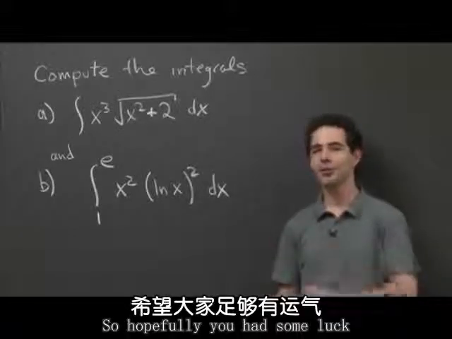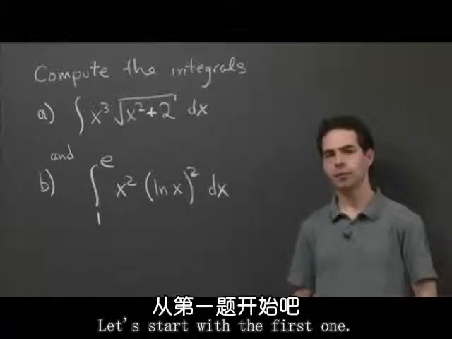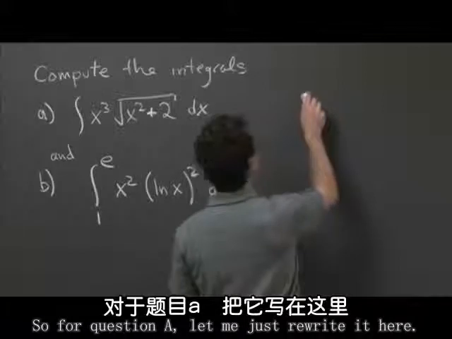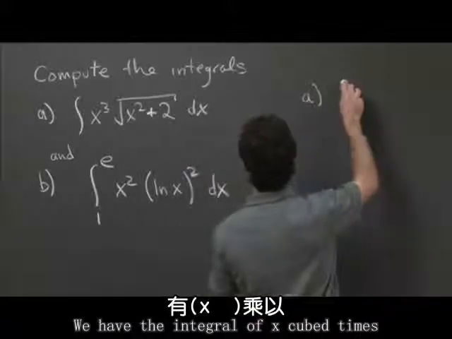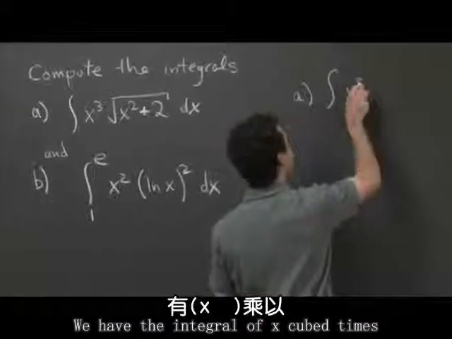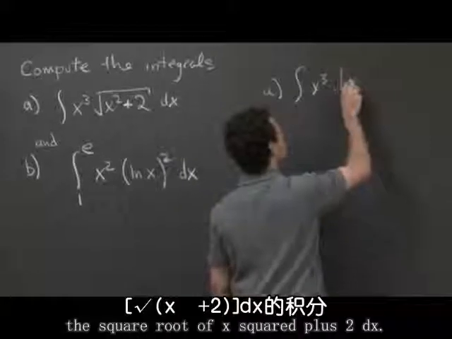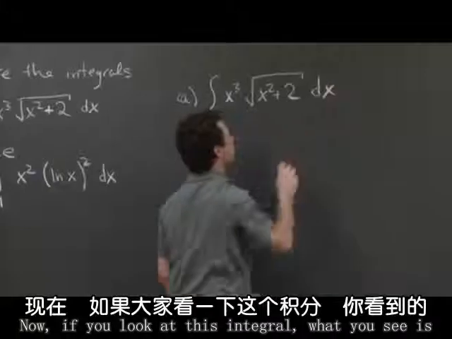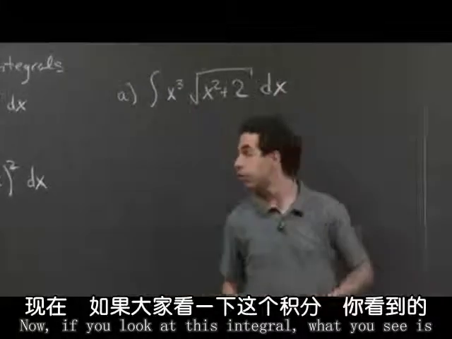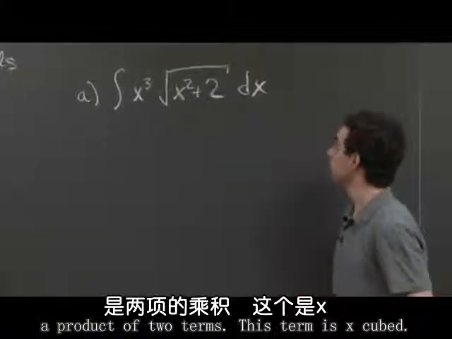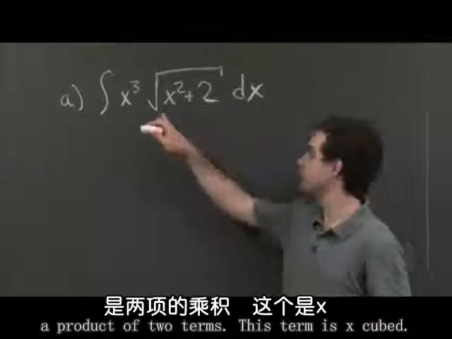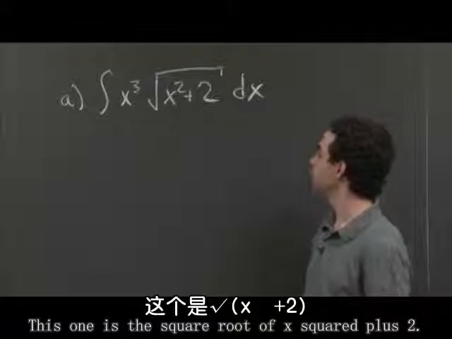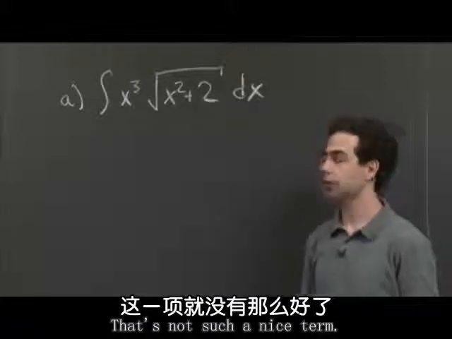So hopefully you had some luck working on these integrals. Let's start with the first one. For question A, let me just rewrite it here. We have the integral of x cubed times the square root of x squared plus 2 dx. Now, if you look at this integral, what you see is a product of two terms. This term is x cubed. It's a nice term. This one is the square root of x squared plus 2. That's not such a nice term.